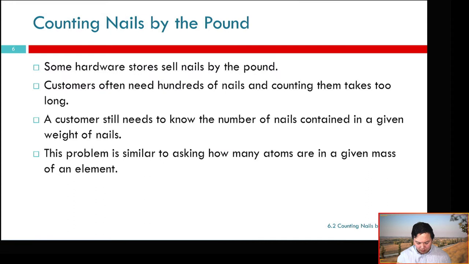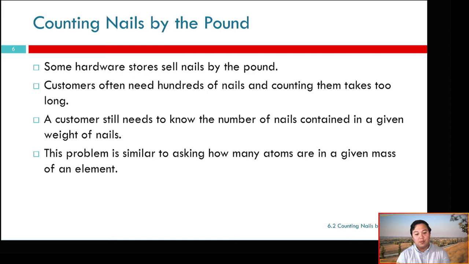Well, I guess we'll build up to atomic mass here. So if you go to a hardware store, you can buy nails and screws and things by the pound for certain ones, because customers often need hundreds of nails, and to count individual nails takes too long. So the customer still needs to know at least approximately the number of nails contained in a given weight of nails.